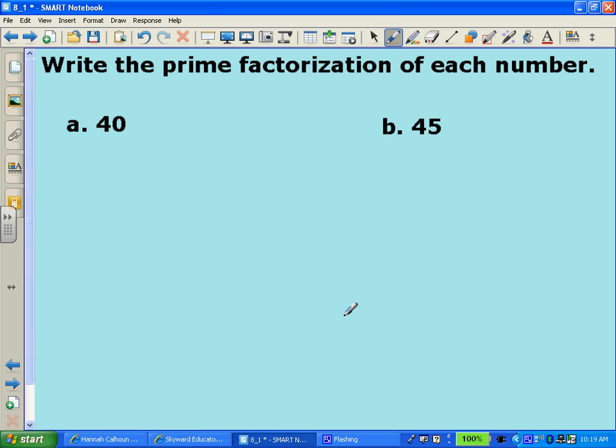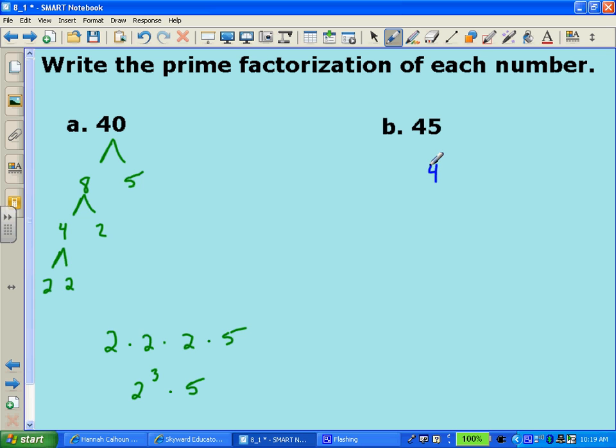Let's look at a couple other examples here. I'm going to do the factor tree on part A. So the first ones I think of are 8 and 5. And then 8 can be 4 and 2, and then 4 can be 2 and 2. So my prime factorization would be 2 times 2 times 2 times 5. You might also see this written as 2 to the third times 5. You could write it either way because it means the same thing.